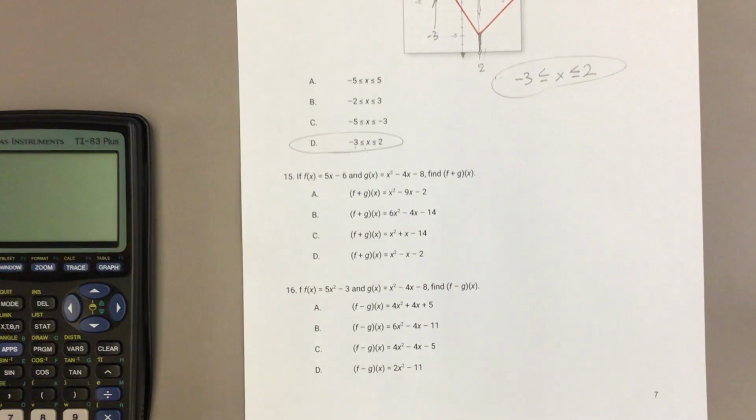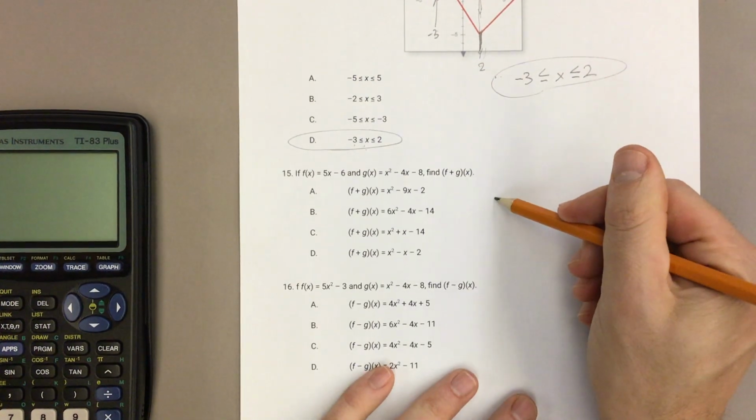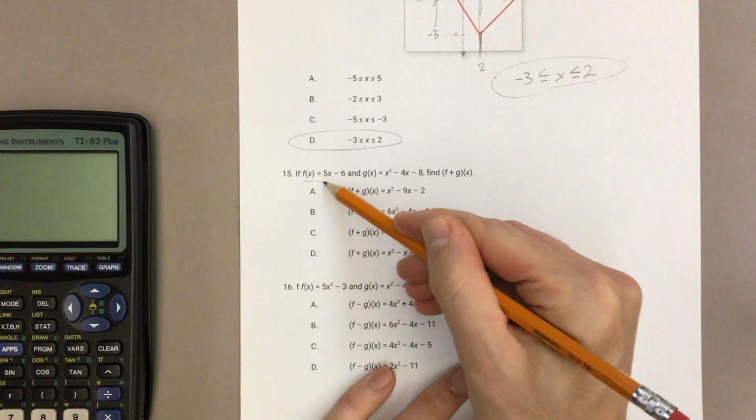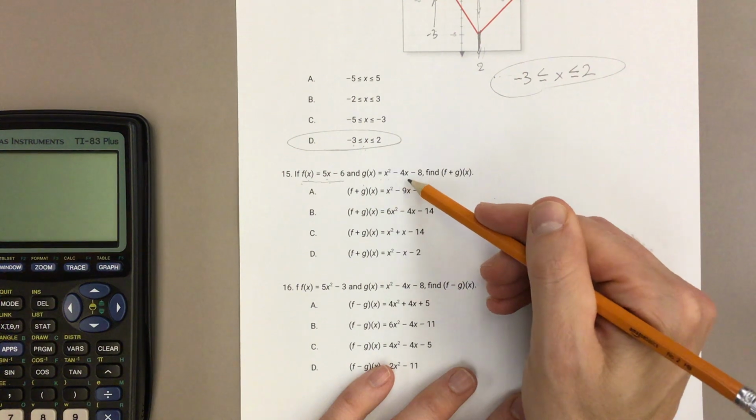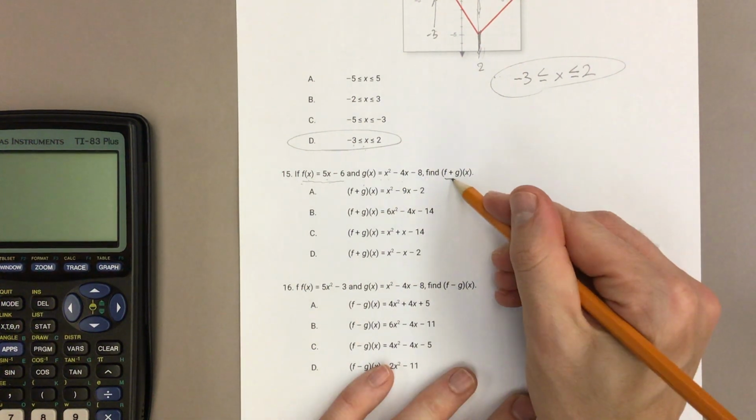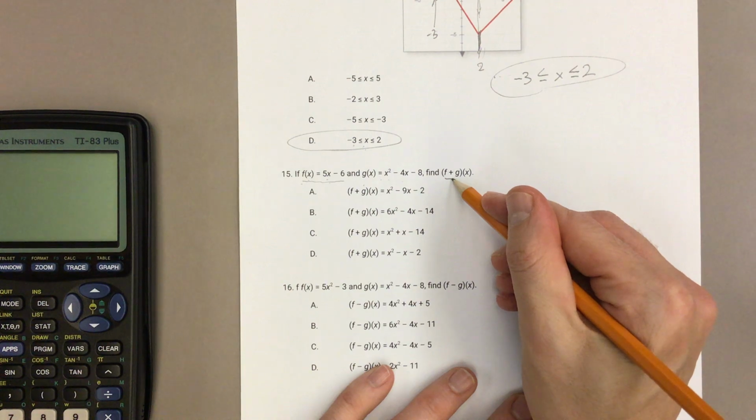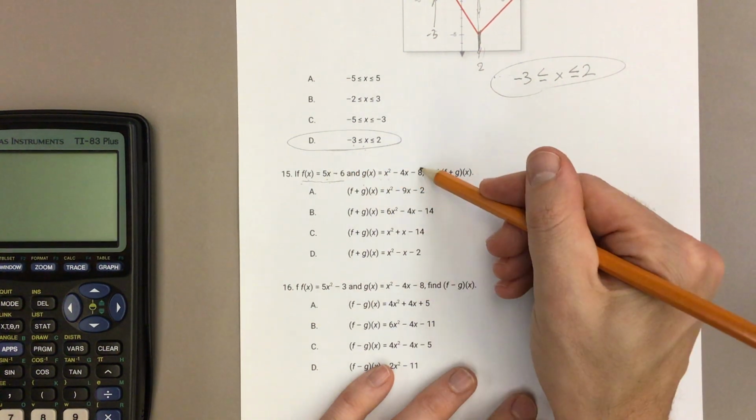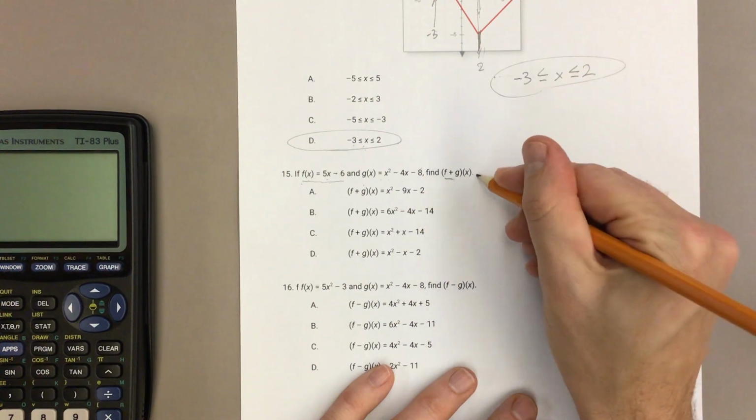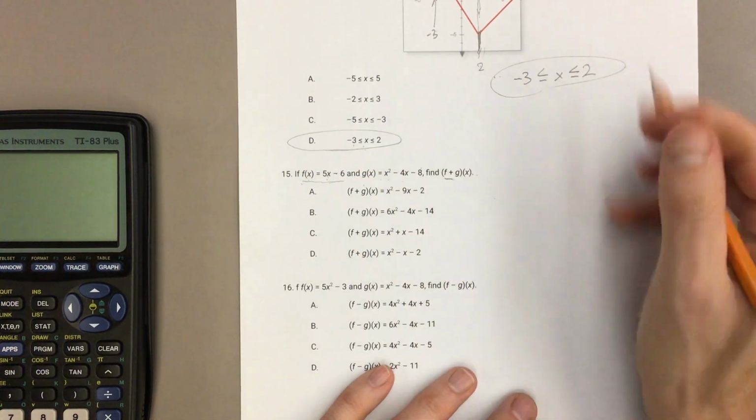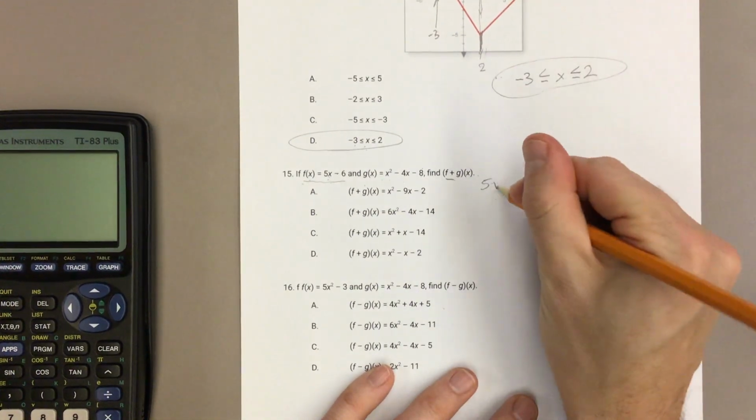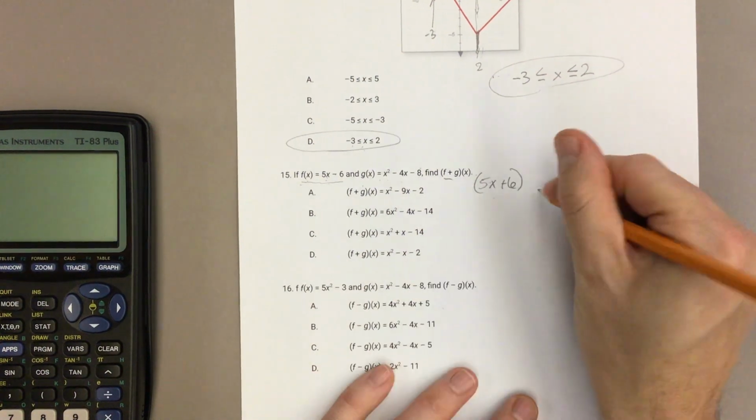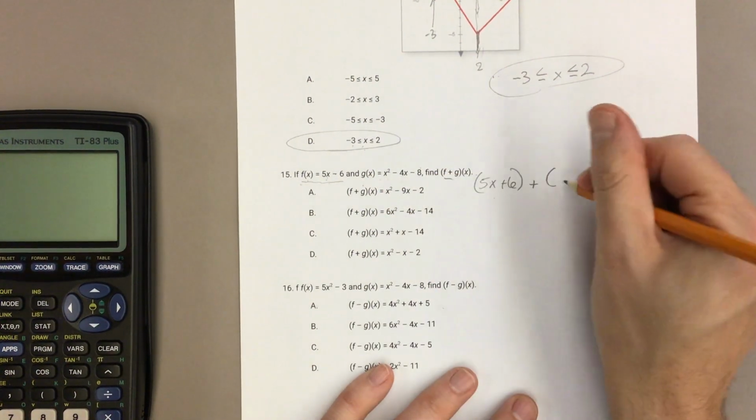Now, I noticed a lot of people, I think it's just a matter of not understanding this notation, in number 15. Number 15 says f of x, that's a function, f of x equals 5x minus 6, g of x equals x squared minus 4x minus 8. What is f plus g of x? Okay, so this notation just tells you add these two functions together. Okay, f plus g, add f to g. f is 5x minus 6. That's f. Add that to g, which is x squared minus 4x minus 8.